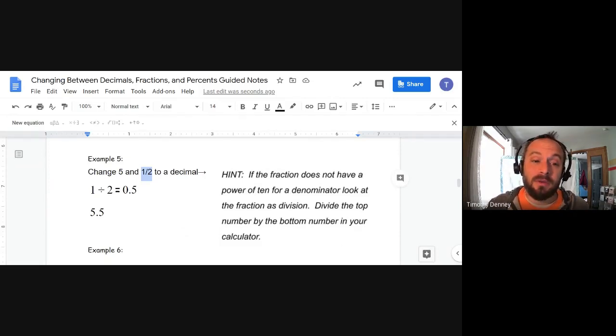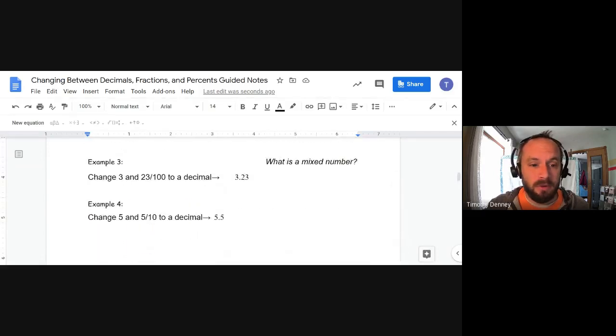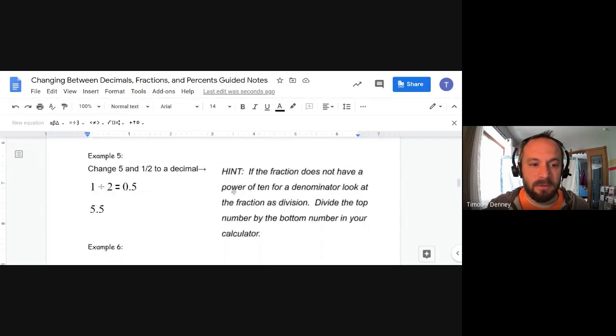Okay, so if you want to change it to a decimal, it's pretty simple. Just take 1 divided by 2. You could do the same thing up here, 5 divided by 10, and your calculator would give you the same answer. Or 23 divided by 100, it'd still give you this decimal number.